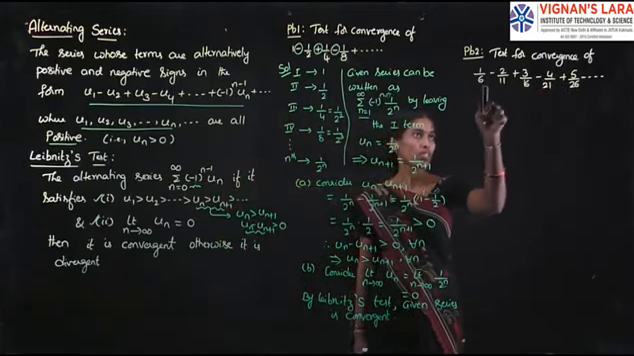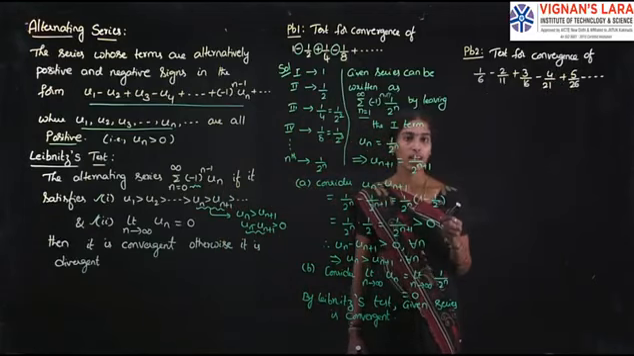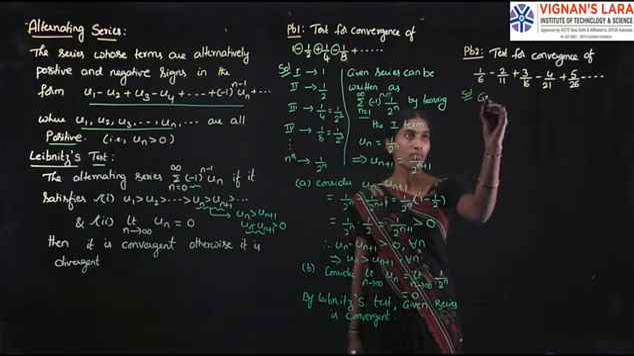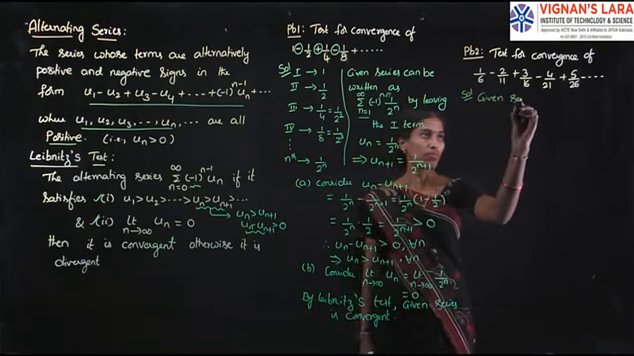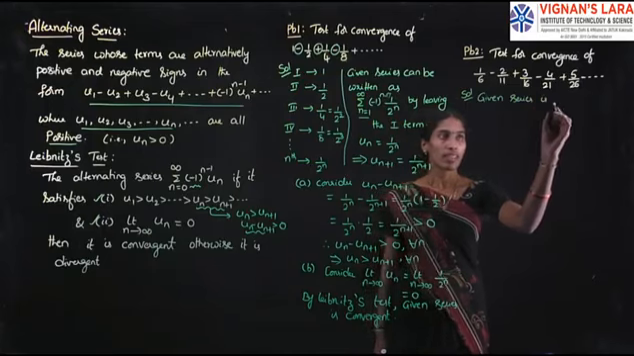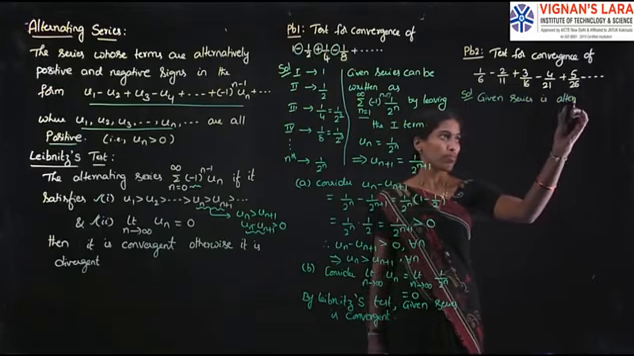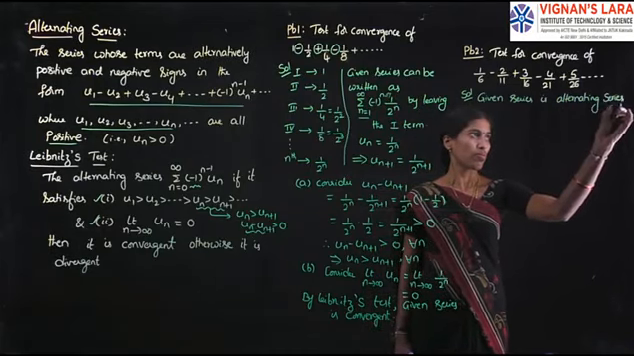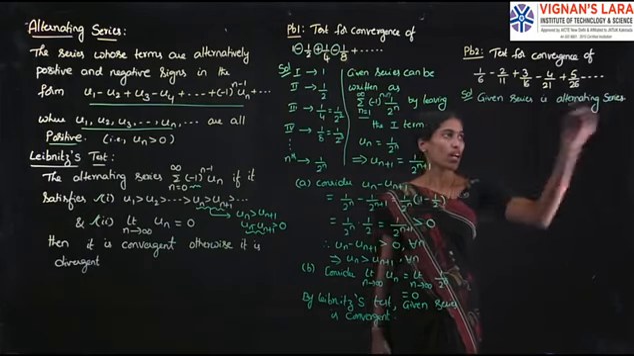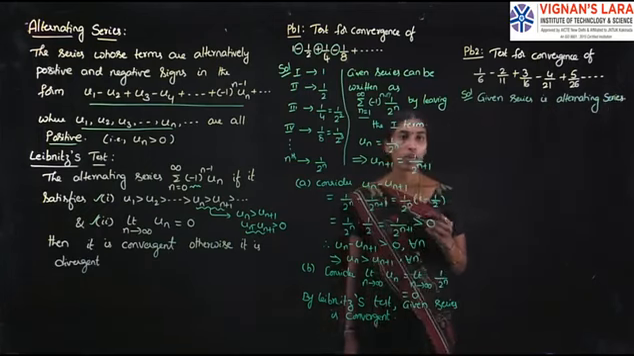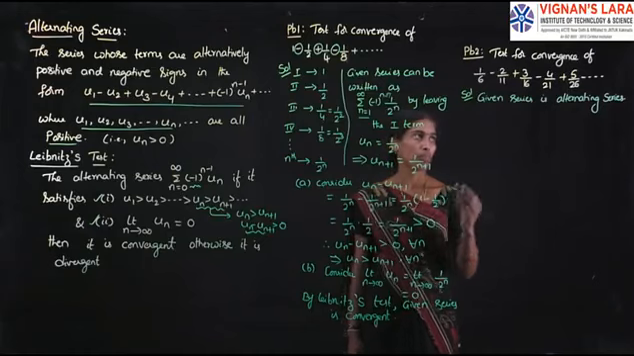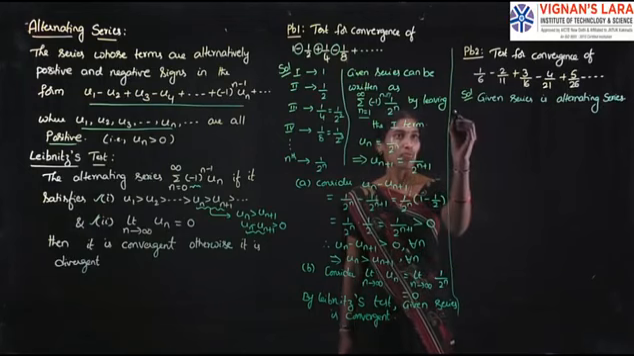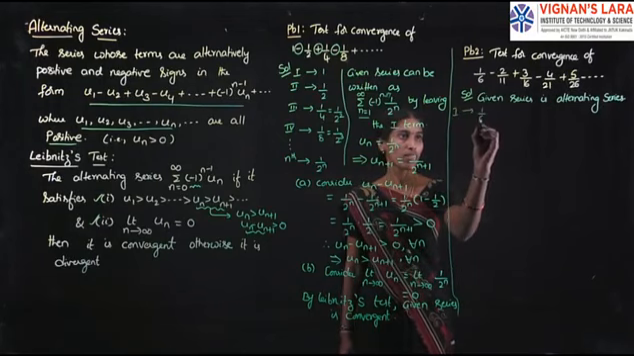Test for convergence of this series. Because the signs alternately change, the given series is an alternating series. Now we have to write down its generalized form. So what is the first term? The first term is 1 by 6.